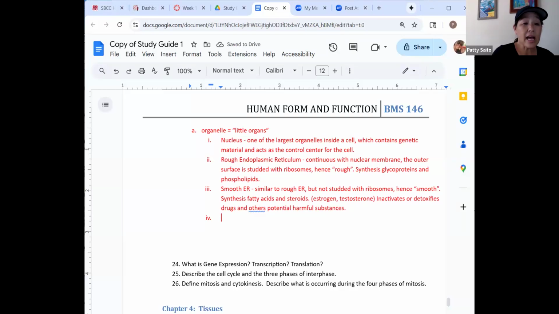So the smooth ER is where fatty acids and some steroids are produced, and it can detoxify drugs and inactivate other things that are potentially harmful. Okay. Next, we have the Golgi complex, sometimes called the Golgi apparatus.